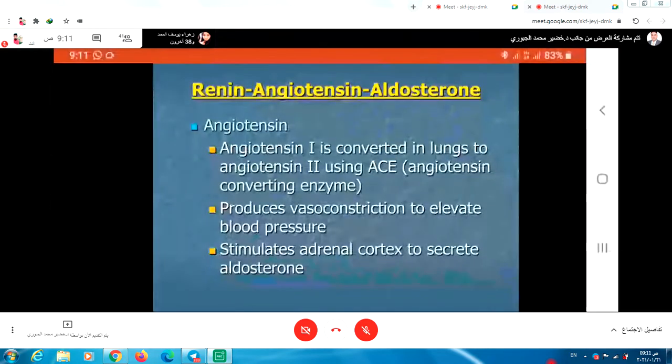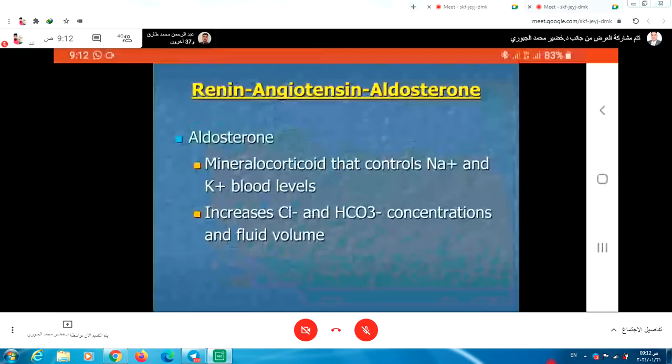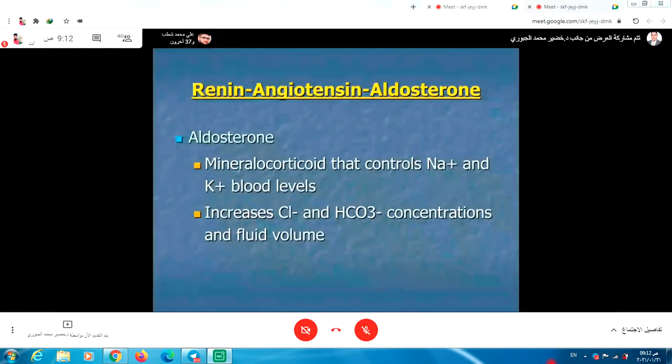the body compartments is called the Renin-Angiotensin system. The angiotensin 1 is converted in the lung to angiotensin 2 using the angiotensin converting enzyme, which produces vasoconstriction to elevate the blood pressure and stimulates the adrenal cortex to secrete aldosterone. The aldosterone, a mineralocorticoid, controls sodium and potassium loss and increases chloride and bicarbonate concentration and the fluid volume.